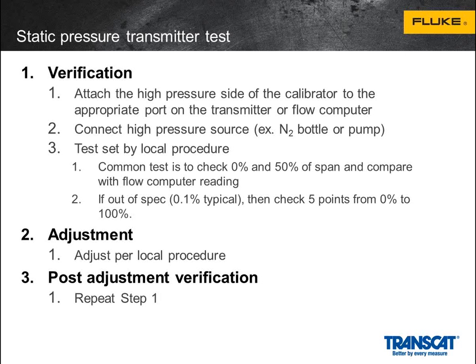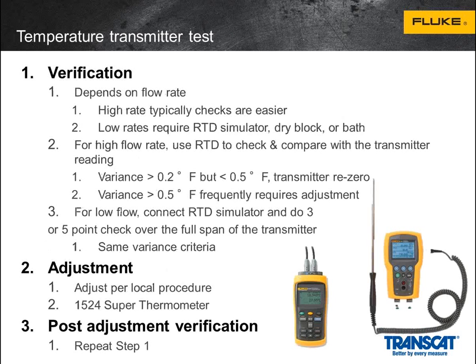If you're about 0.1% away from what the flow computer says, you're going to get an out of tolerance, and then you basically have to go all 5 points from 0 to 100. You're going to end up doing an adjustment. Again, it's per the local procedure. It depends very much on your particular flow transmitter and flow computer combination, and then you're going to repeat that verification in order to make sure that your adjustment was correct. The last test is the temperature test.